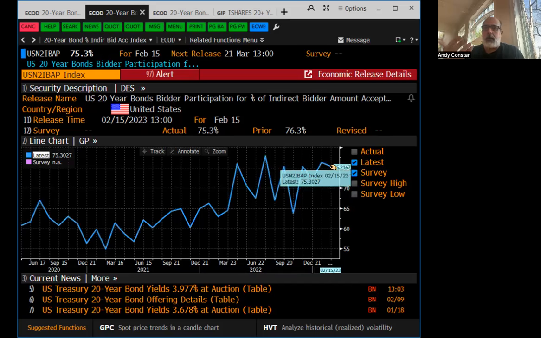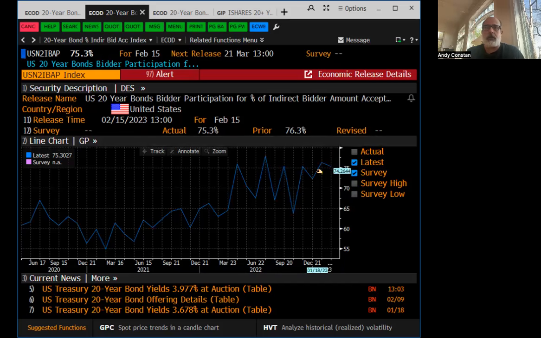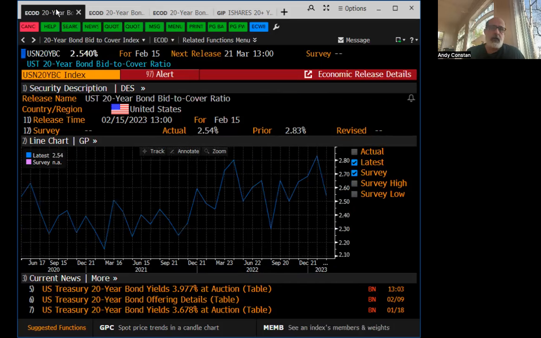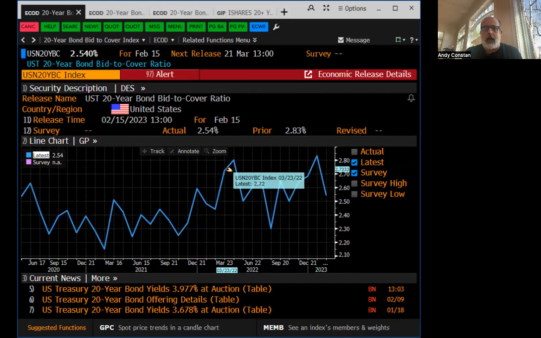The 20 year is a weird bond. I probably should have used a different auction, but this is the one they did today, so we're going to look at that. The next topic is the bid to cover. And the bid to cover was bad in this auction. As you can see, way below the last auction and pretty much below what we've seen for a while now.